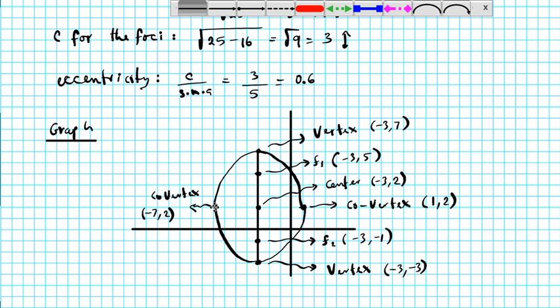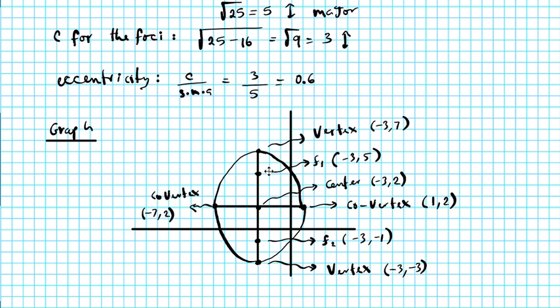Now let's label our axes and their lengths. This axis right here is your major axis, because it's the longer one, and the length is 5 plus 5. The length is 10. And this right here is your minor axis, and the length is 4 plus 4, which is 8.